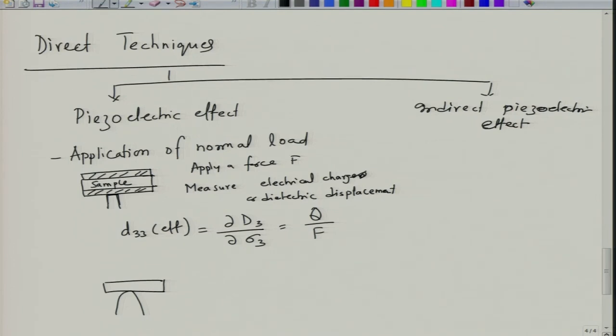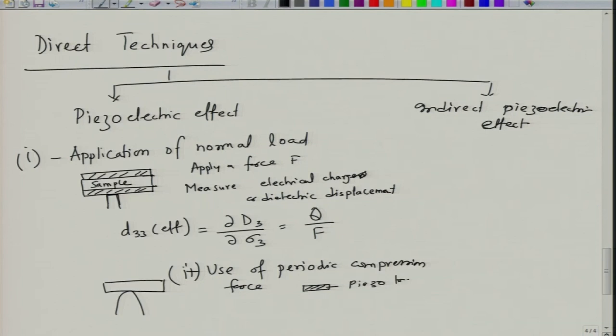And the second method that is used is what we call the periodic compressional force. In this case there is a piezoelectric transducer, which is in contact with a metal rod, and this rod is then in contact with the sample. On the bottom we have a substrate, let's say silicon. On the silicon we have metal, and then we have a piezoelectric, and in between we have what we call a coupling liquid.